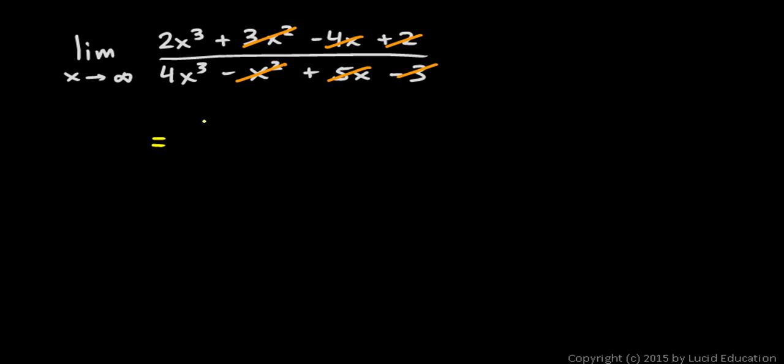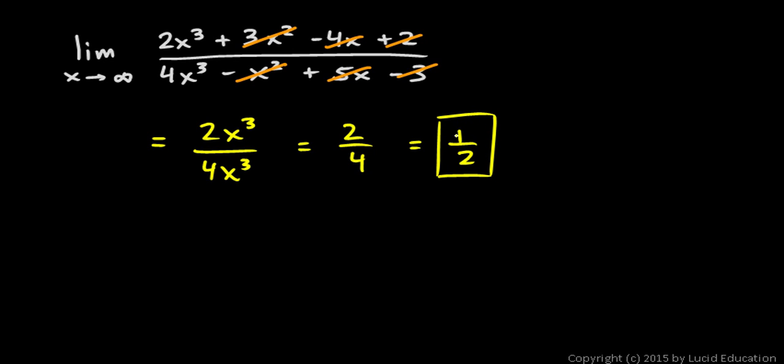So this reduces to 2x cubed over 4x cubed, which can then simplify. The x cubed on the numerator and denominator cancels, and we're left with 2 over 4, which is equal to 1/2. And that's the answer.